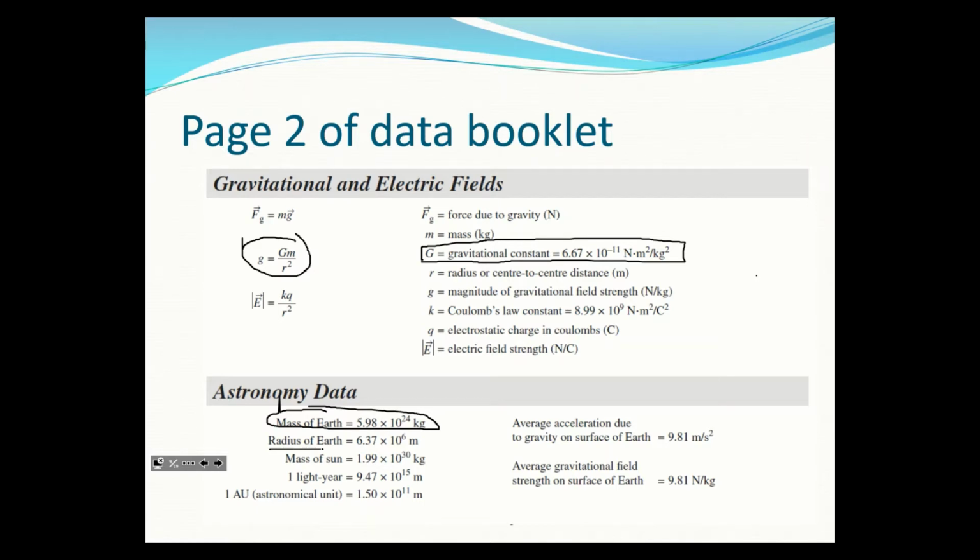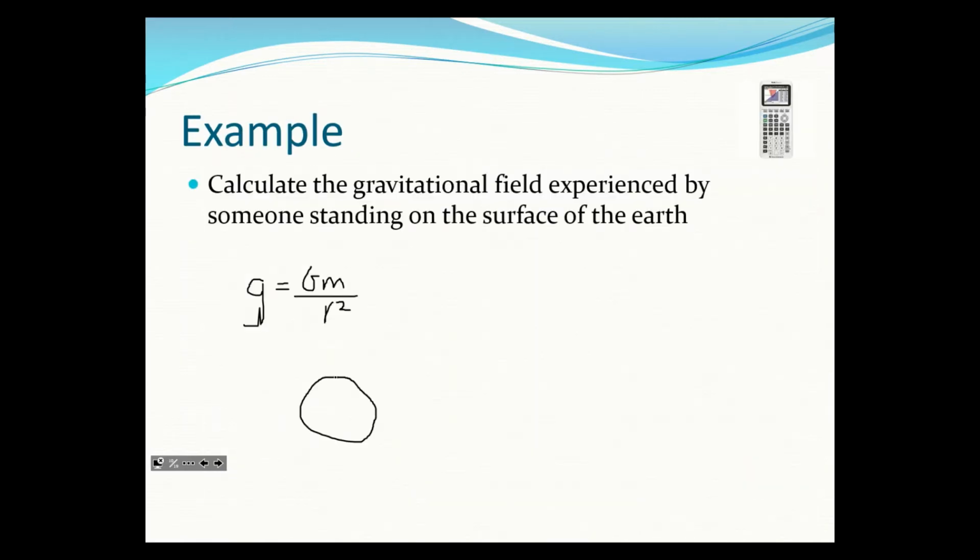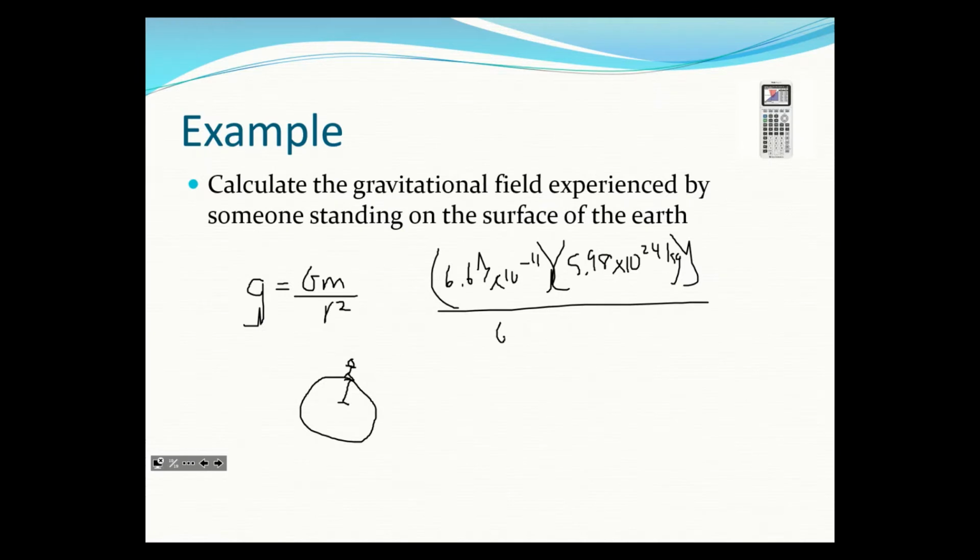And then the radius of Earth. Well, if you're standing on the surface of the Earth, right here, this is you, you're standing 1 radius away from the center of the Earth. So we have that information in our data book, right? So all this we have here, so we're going to use 6.67 times 10 to the negative 11. Our mass is the mass of Earth, which is 5.98 times 10 to the 24 kilograms. And then our radius is 6.37 times 10 to the 6 meters.